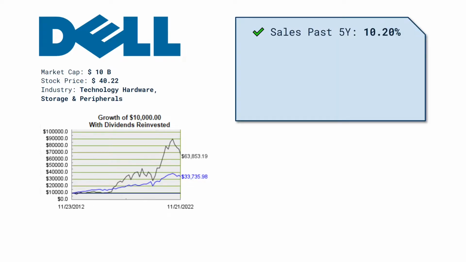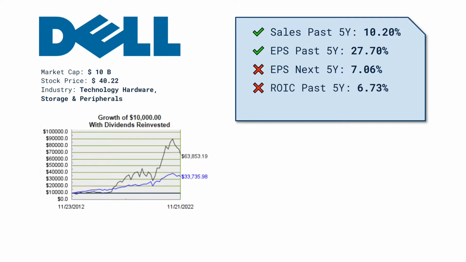Sales growth at 10.20%, that's a check mark. The earnings per share growth is actually a staggering 27.7%. The analyst expects some weaker earnings ahead though, 7%, that's an X. And the return on capital hasn't been great, so they are not that good at making money out of money, 6.7%. The debt is also quite high compared to the cash flow they are generating, 7 years.